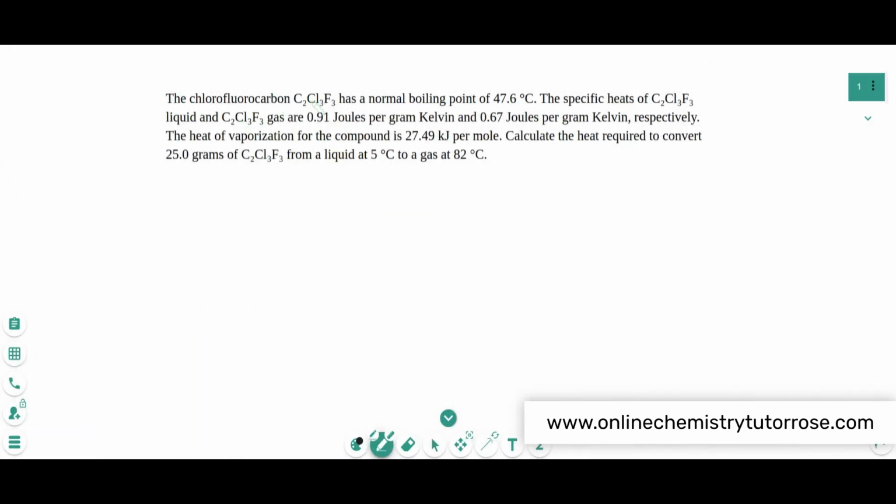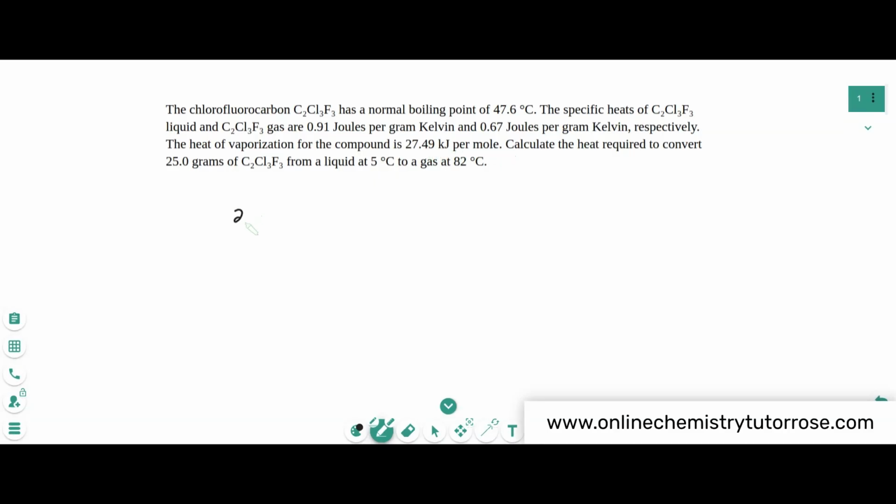The chlorofluorocarbon C₂Cl₃F₃ has a normal boiling point of 47.6 degrees. Specific heats of liquid and gas are 0.91 and 0.67 joules per gram Kelvin. The heat of vaporization of the compound is 27.49 kilojoules per mole. Here we start with 25 grams of the chlorofluorocarbon as a liquid at 5 degrees Celsius.